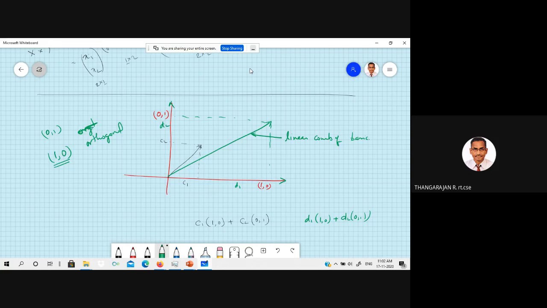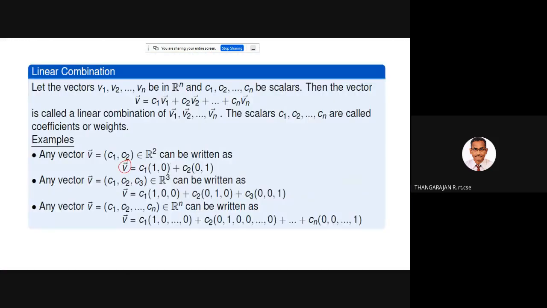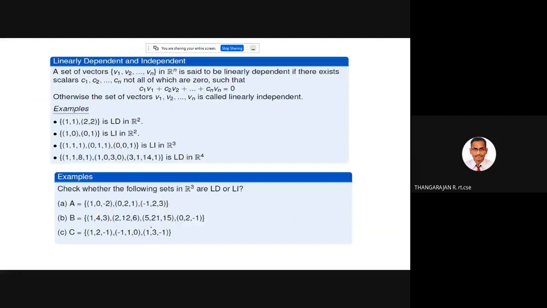But this vector, I call it C, and this vector I call D. C can be represented as a linear combination of these two bases. Similarly, D can also be represented as a linear combination of these two. That's what we call linear combination. So any vector can be written in this form, in three dimensions and in n dimensions.